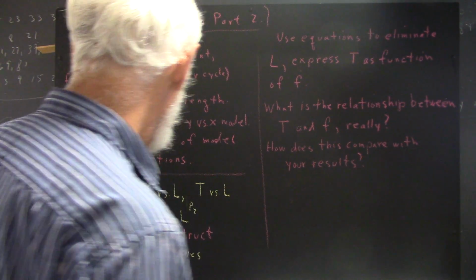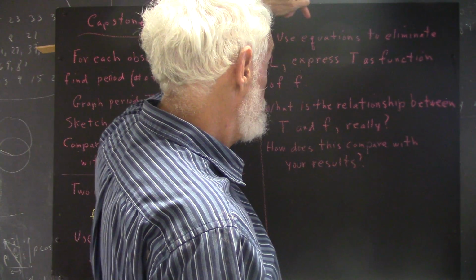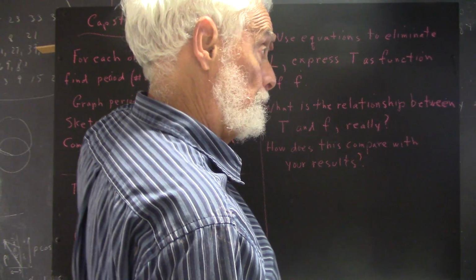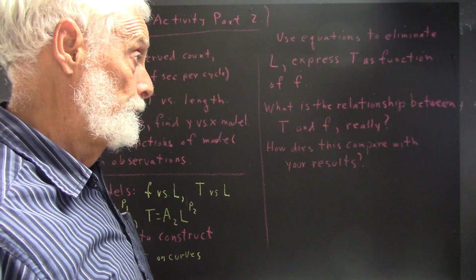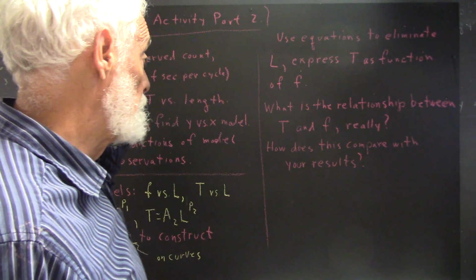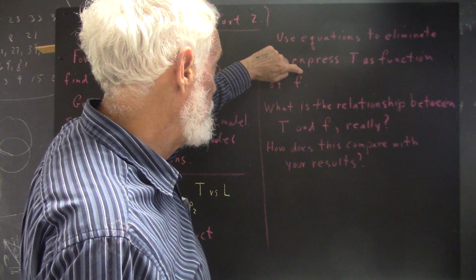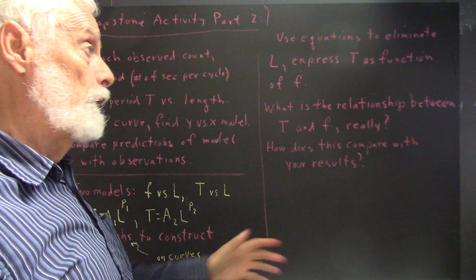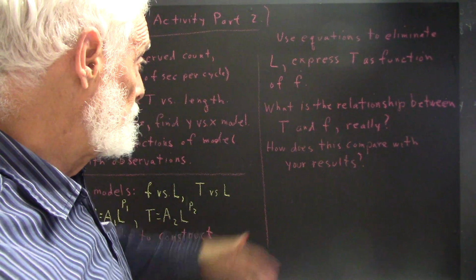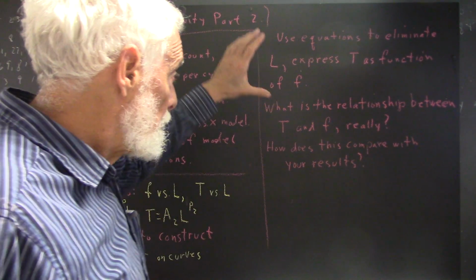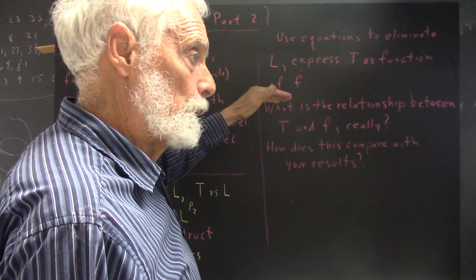Now, you might need a little help with that, and I'll try to provide that in a subsequent video. But what I want you to do is use the equations to eliminate L. You're going to eliminate L and express T as a function of F. Again, I'll give you a little bit of information on how to do that, especially if that particular aspect of the course was undertaught, or if you haven't even had the course that covers that material. It's not that difficult. But if you have had the right courses, you'll understand what this means and you'll know what to do.